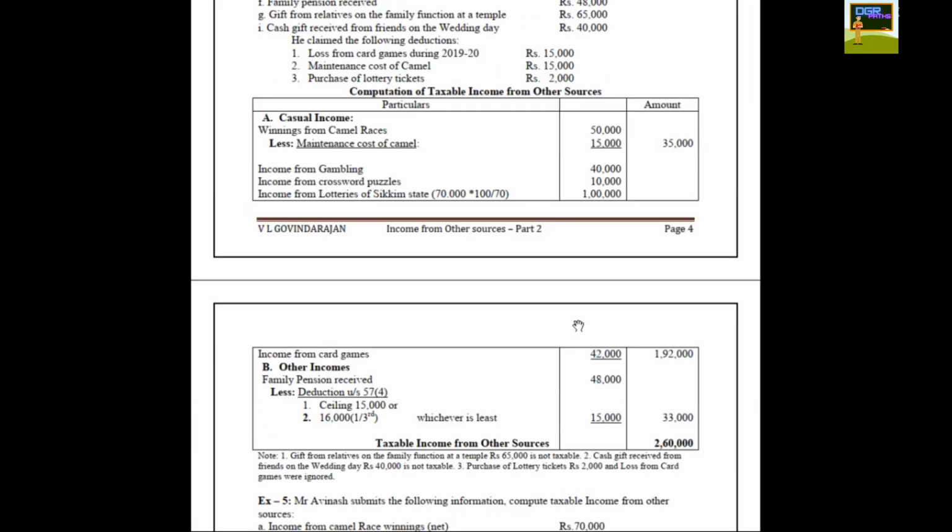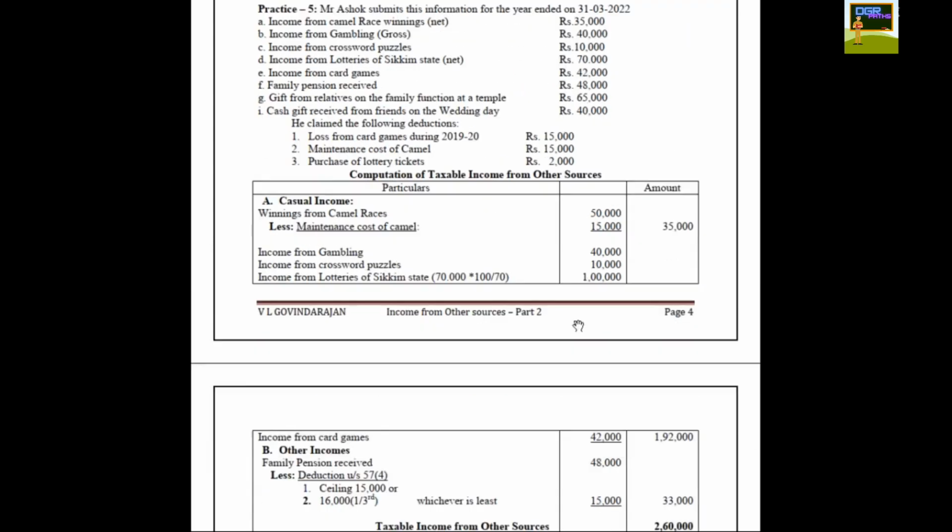Less maintenance cost 15,000, so balance only taxable. Income from gambling, income from crossword puzzle, income from lotteries of Sikkim state, and income from other card games were fully taxable. So, total casual income was 1,92,000.